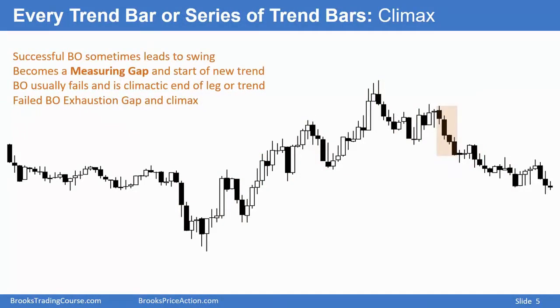Whenever there's a successful breakout, you often get a swing and a measuring gap, the start of a new trend. Most breakouts typically fail and represent a climactic end of a trend or a leg in a trend, and therefore most climaxes end up being exhaustion gaps. We have a gap between the close of this bar and these lows, and also the close of this bar and these lows. We have another bar in the sell climax, so now the gap is between this close and all of those lows. We get a bull reversal here.